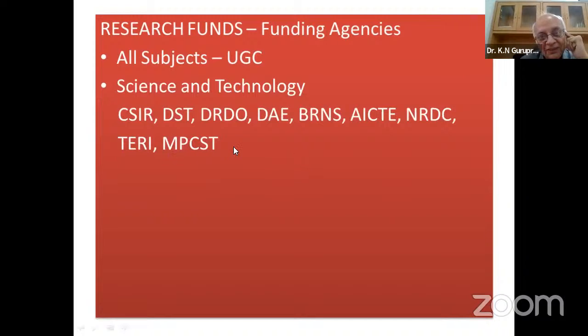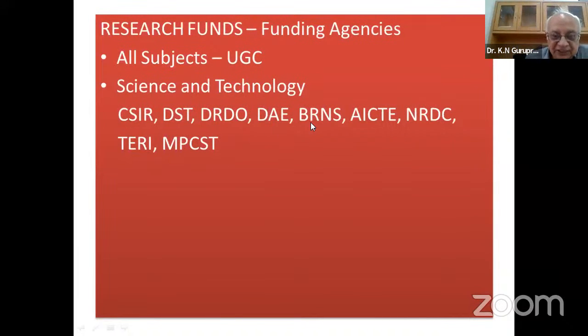Now, for science and technology, we have various other funding agencies like CSIR, Council of Scientific and Industrial Research, then DST, Department of Science and Technology, then DRDO, Defense Research and Development Organization, then DAE, Department of Atomic Energy, then BRNS, which is under DAE. This is the Board of Research in Nuclear Science. Then we have AICTE, then NRDC, National Research Development Corporation. Then we have Tata Energy Research Institute, which happens to be another funding agency. Then we have MPCST, that is the state funding agency in Madhya Pradesh. We also have some state funding agencies in different states, but I only quoted the MPCST. So these are the various research funding agencies where scientific and technological projects can be sent.